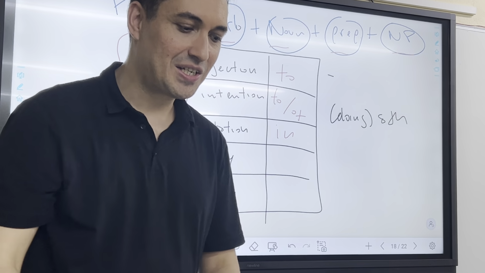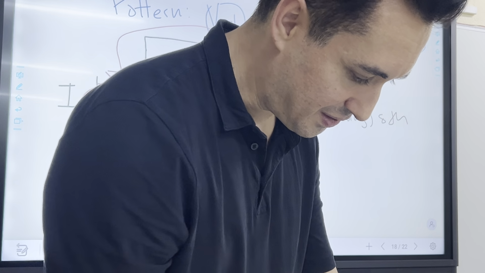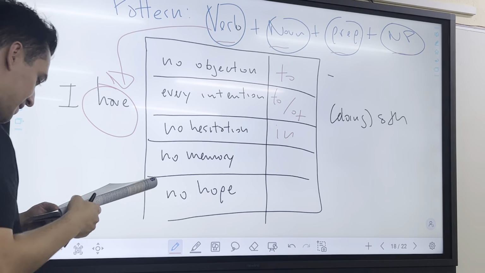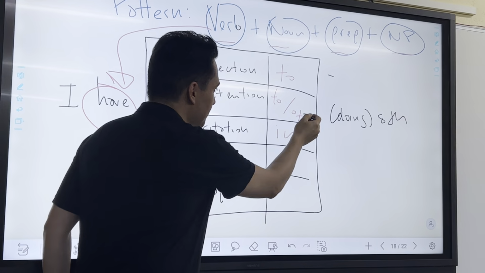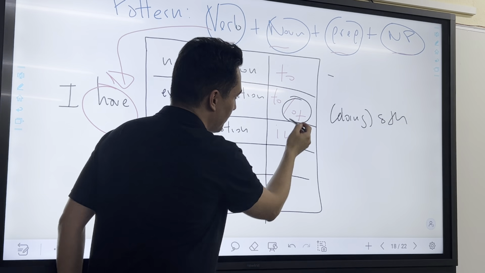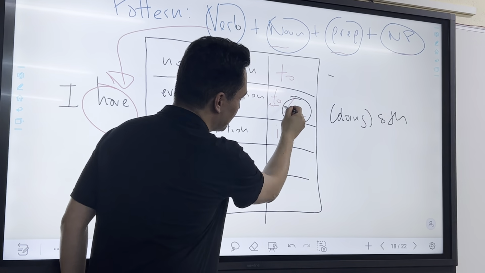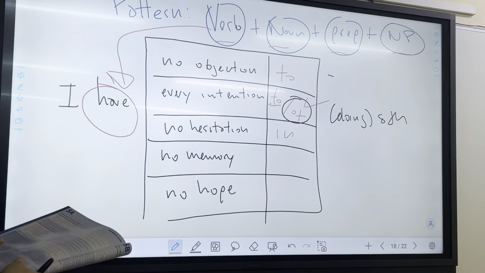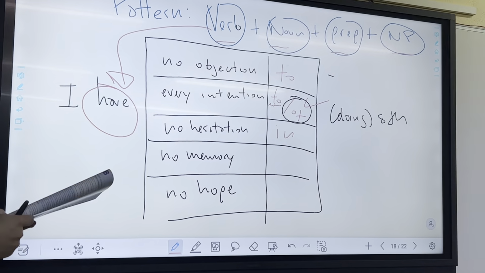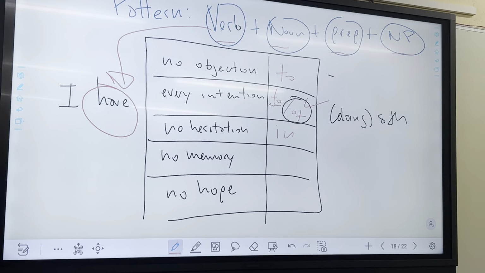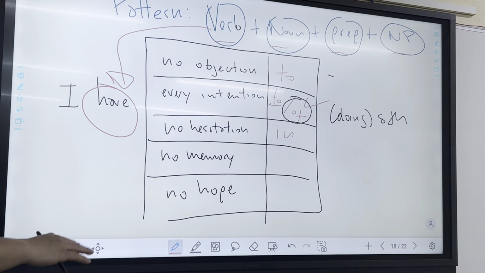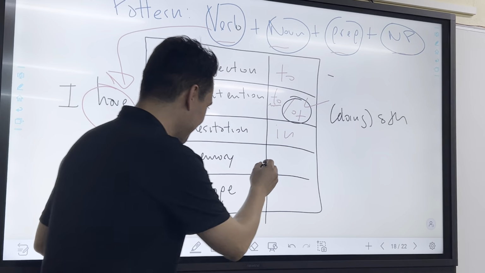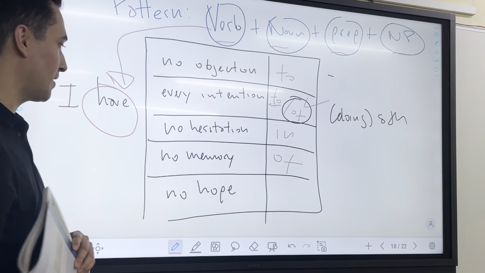I have no hesitation in doing that. No hesitation in doing that. To be honest, the most correct one here is of, okay? Two sounds good, but this is the best. I have no memory doing that. Do you remember that? No, no, no, no. I have no memory of doing that.